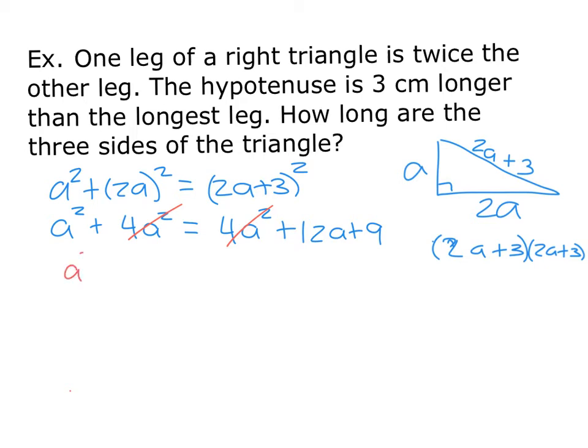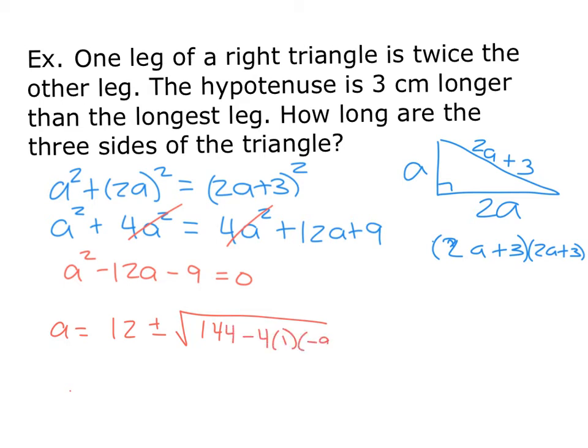All right, so I get a squared minus 12a minus 9 equals 0. And again, that is not factorable. So I'm going to use the quadratic formula: negative b plus or minus the square root of b squared minus 4ac, all over 2a. So I get square root of 180. That gives me 12 plus root 180 divided by 2.